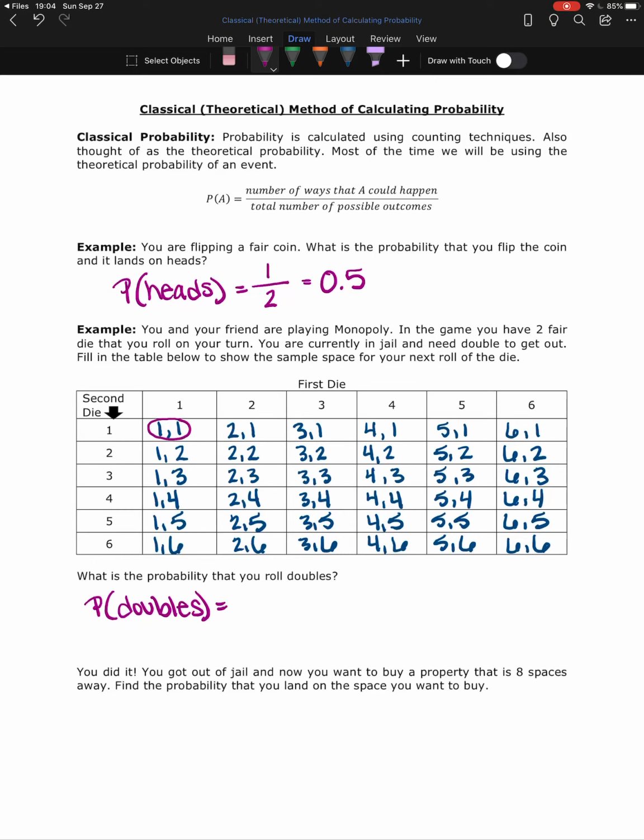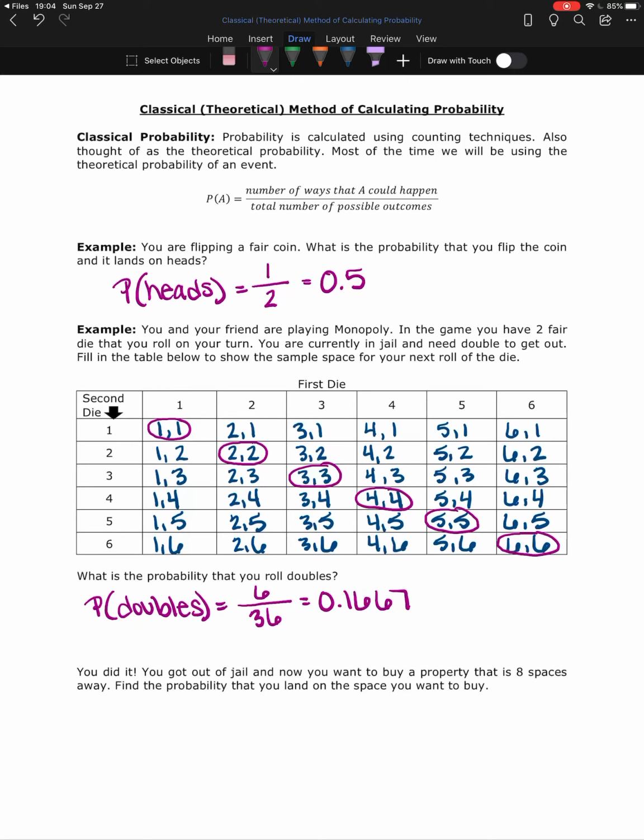So that's 1 here, 2, 3, 4, 5, and 6. There are 6 ways to get doubles, divided by the total number of possible outcomes. So if I add up, or if I count all of the squares in my table that I filled in, these are all of the outcomes, I find that there are 36 outcomes.